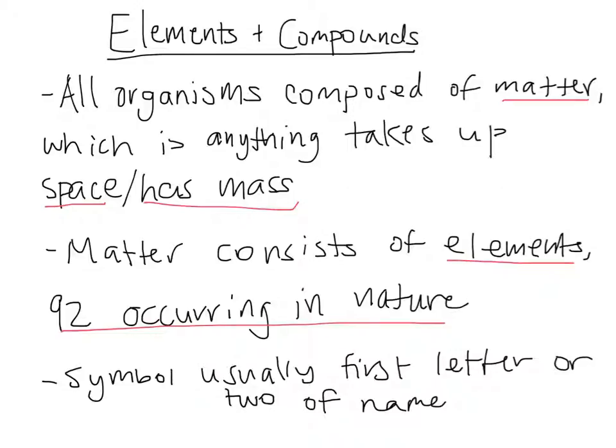The symbol of an element usually has the first letter or two of the name. For example, hydrogen is H, oxygen is O, fluorine is F. However, there are some other examples like sodium, which has Na as its symbol because of Latin or Greek derivations.